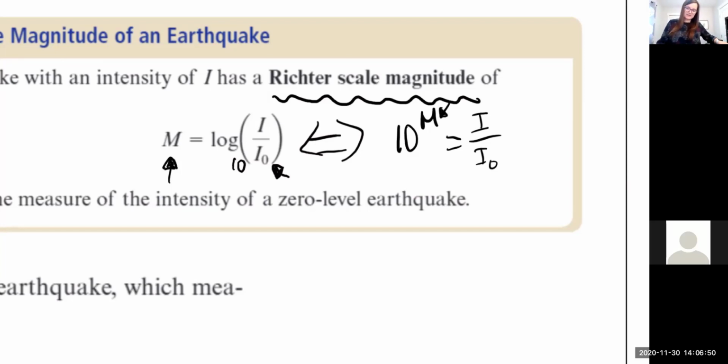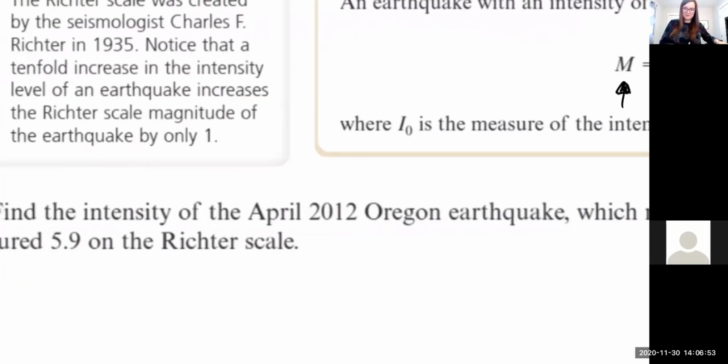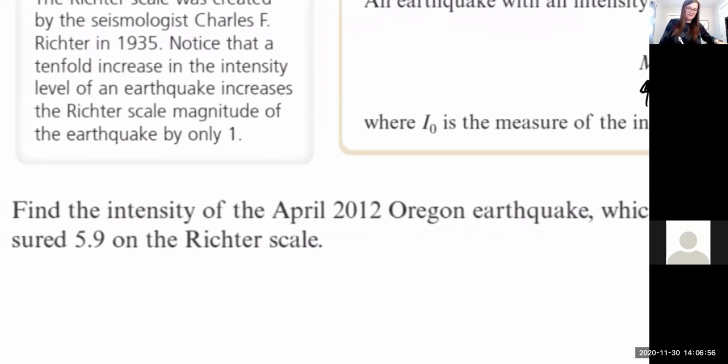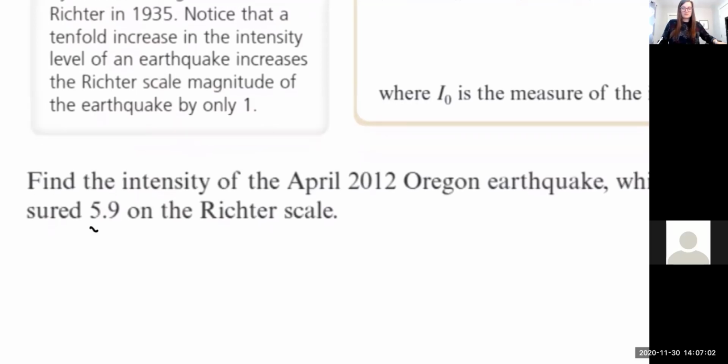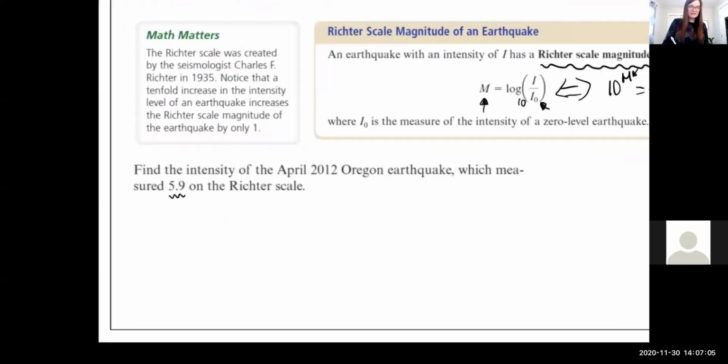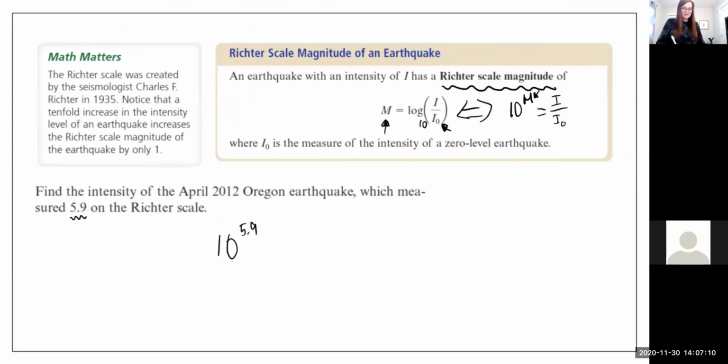So just to give you an example of that, if you saw the April 2012 Oregon earthquake measured 5.9 as the magnitude. So the magnitude is 5.9. That means 10 to the power of 5.9 was this ratio of intensity to the regular earthquake. If you look at that, 10 to the power of 5.9 on a calculator is quite a big number. And so it's that many times more movement in the earth than that of no movement in the earth. That's what that means, if you've ever wondered.